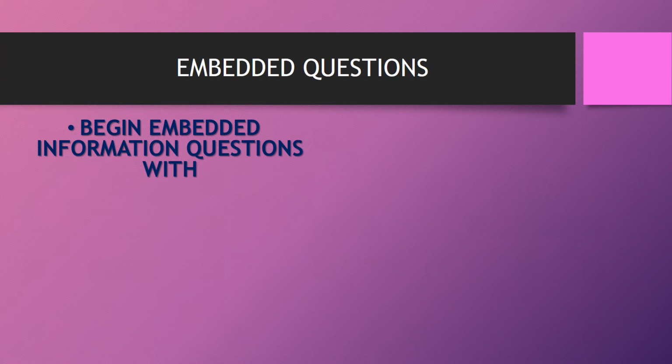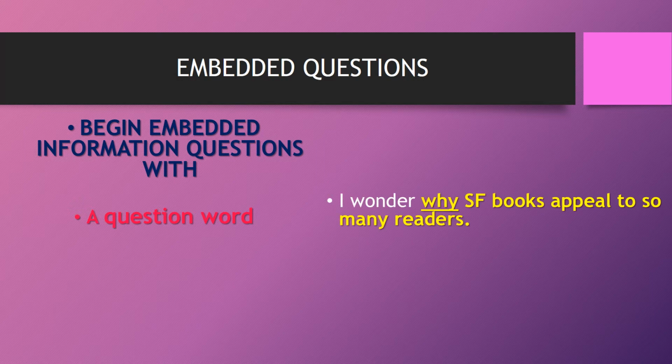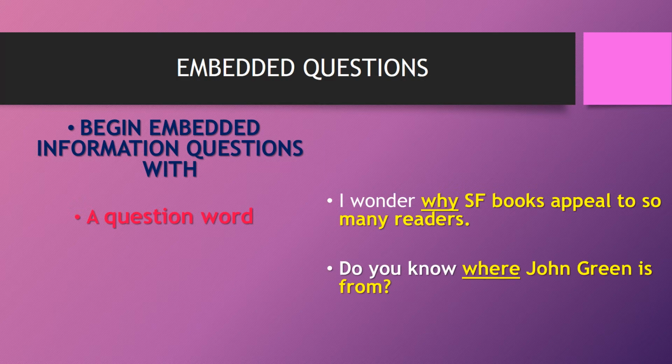Now let's take a look at embedded information questions. When we want to ask an information question, we begin the embedded question by using a question word, such as what, who, when, where, why, how. See these examples. I wonder why science fiction books appeal to so many readers. Do you know where John Green is from? Notice that we use regular word order, not question word order in embedded questions.